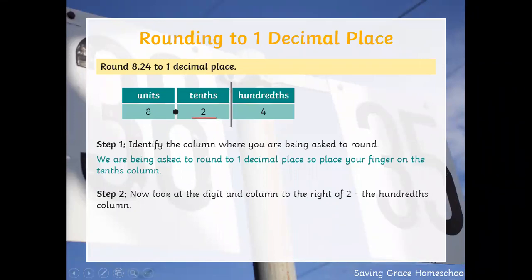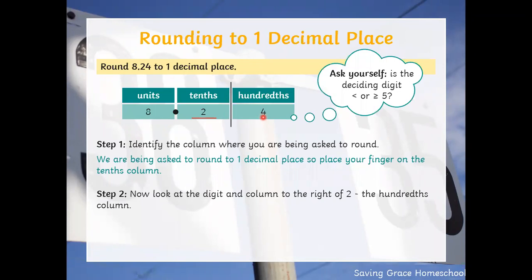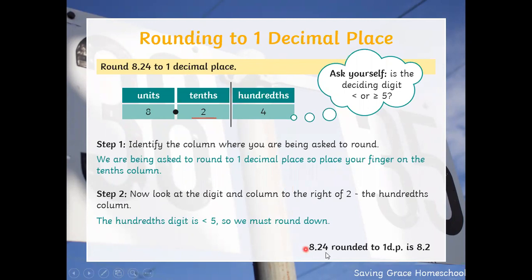Now look at the digit and column to the right of the 2, the hundredths column. So we look at the 4. We want to round this value, so we look at the value before that. And now you ask yourself, is the deciding digit smaller or greater or equal to 5? So the digit is smaller than 5, so we must round down. And then that means that 8.24 rounded to one decimal point is 8.2.